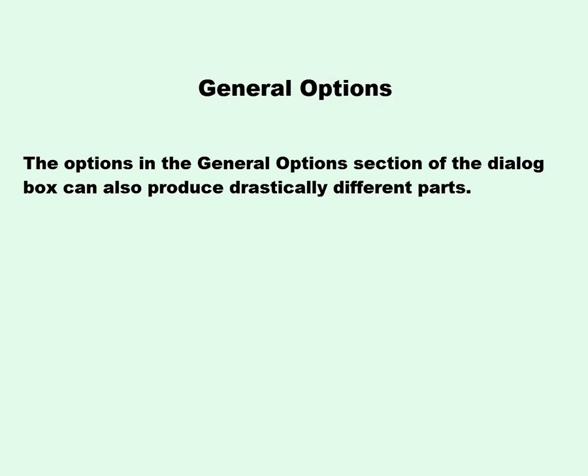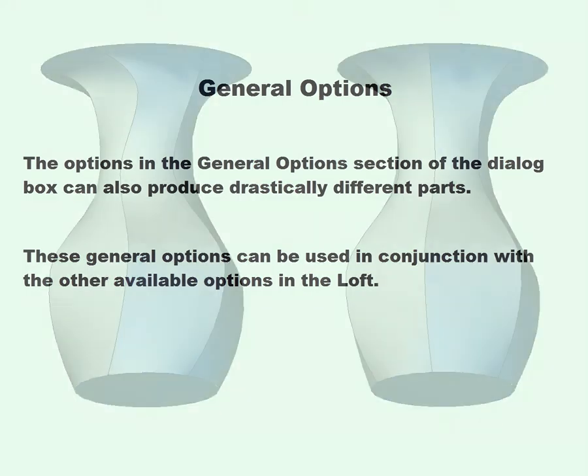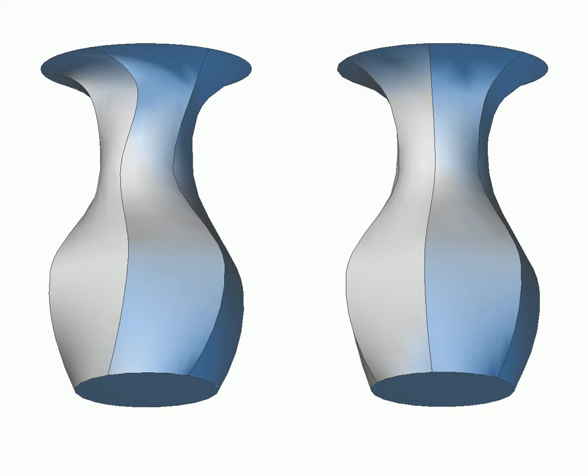General options. The options in the General Options section of the dialog box can also produce drastically different parts. These general options can be used in conjunction with the other available options in the loft. Minimize twist. As the name suggests, this option will attempt to make the loft smoother by minimizing any twist when the surfaces are lofted together. By default, this option should be selected for almost all cases.